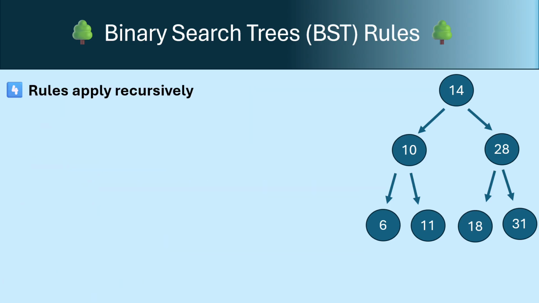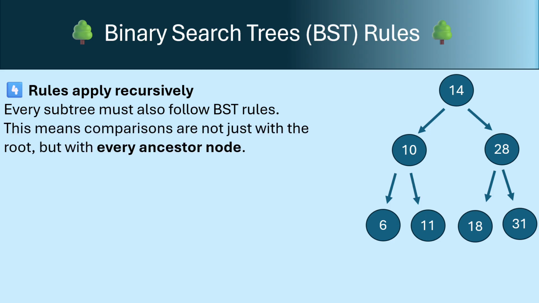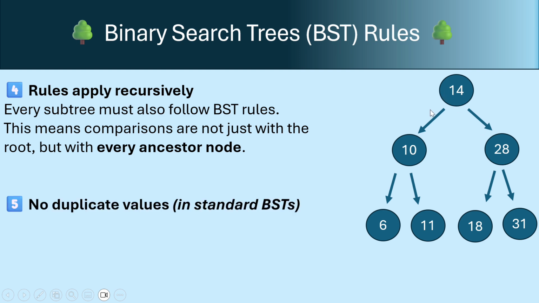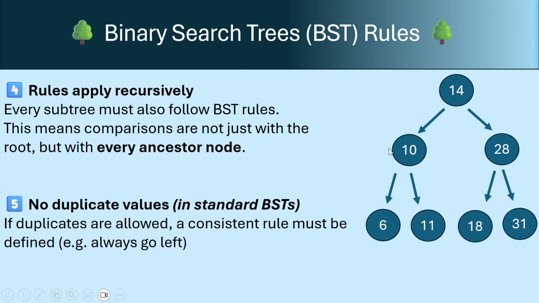Another rule is that it is applied recursively, so each subtree must have the same rule, so it's consistent. Every single node would have that same rule. So the left would be smaller than the parent, the right would be bigger than the parent. We cannot have duplicates, so duplicates are not allowed. So let's say I want to insert 10. Well, 10 is already here, so I can't insert 10. So just be mindful, you cannot have duplicates at all.